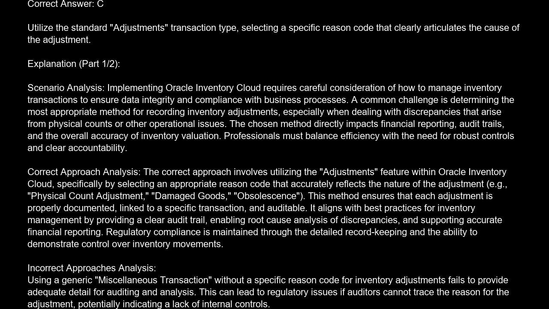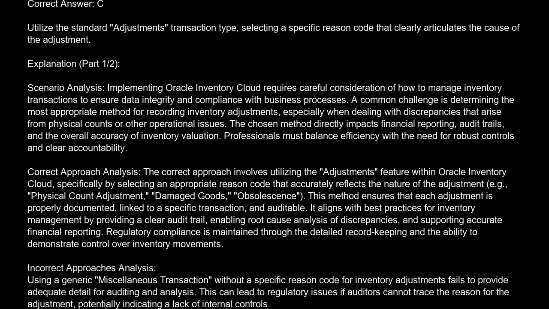Correct approach analysis. The correct approach involves utilizing the adjustments feature within Oracle Inventory Cloud, specifically by selecting an appropriate reason code that accurately reflects the nature of the adjustment, e.g., physical count adjustment, damaged goods, obsolescence. This method ensures that each adjustment is properly documented, linked to a specific transaction, and auditable. It aligns with best practices for inventory management by providing a clear audit trail, enabling root cause analysis of discrepancies, and supporting accurate financial reporting. Regulatory compliance is maintained through the detailed record keeping and the ability to demonstrate control over inventory movements.